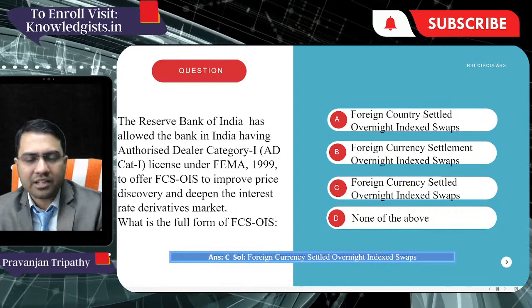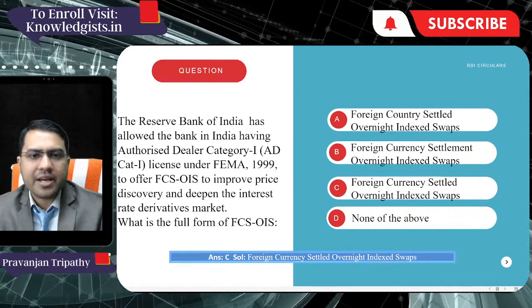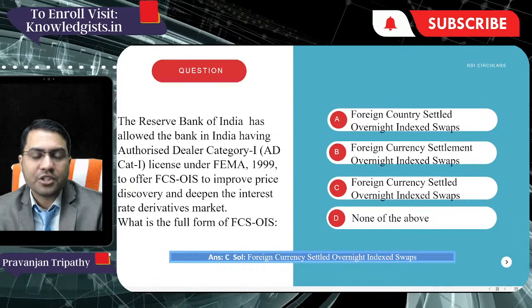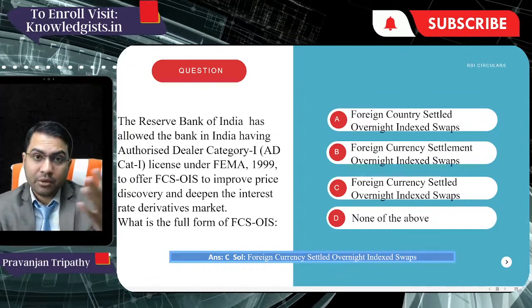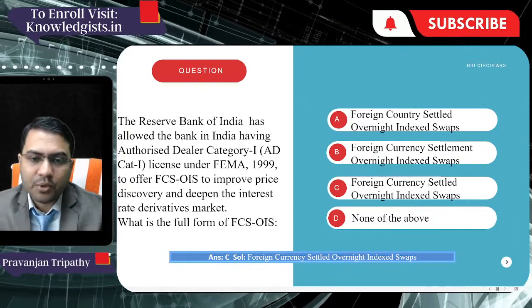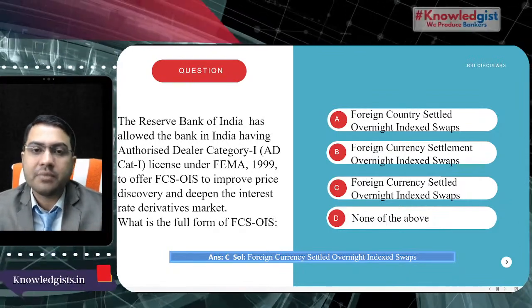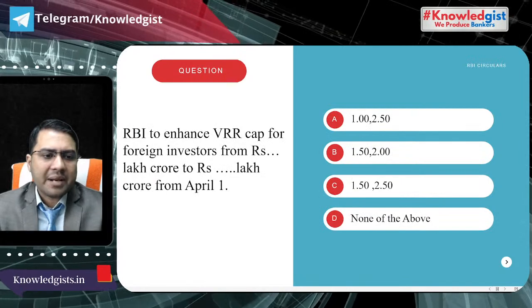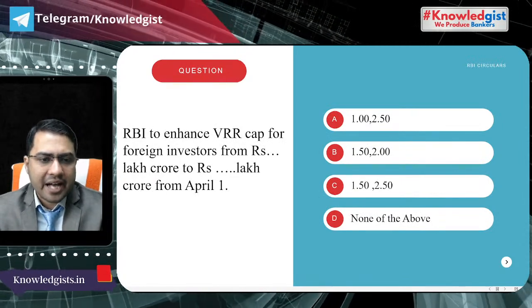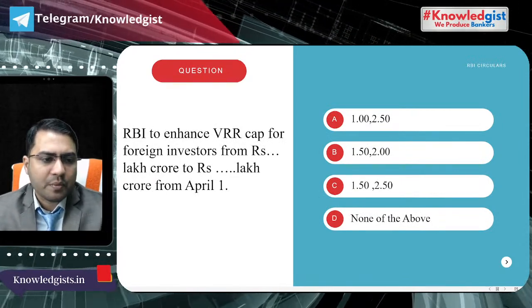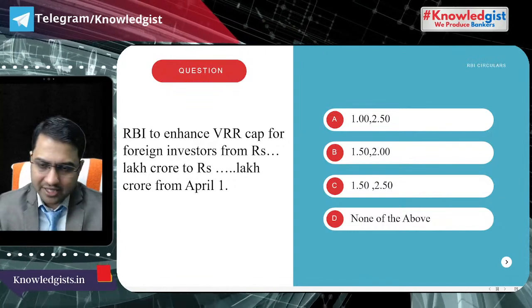So that's why I recommend going through the RBI circular gist, just to enhance your presence of mind, and it will also highlight what is important for banks and for RBI, and what is important for banks is always important for the question maker. So RBI enhanced the VRR cap for foreign investors from rupees dash lakh crore to dash lakh crore.